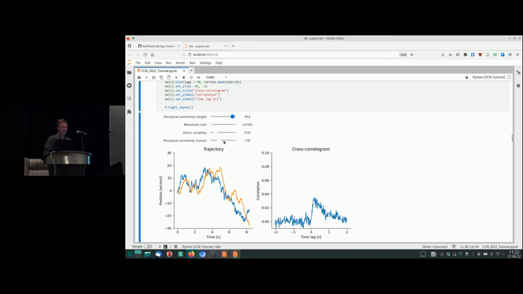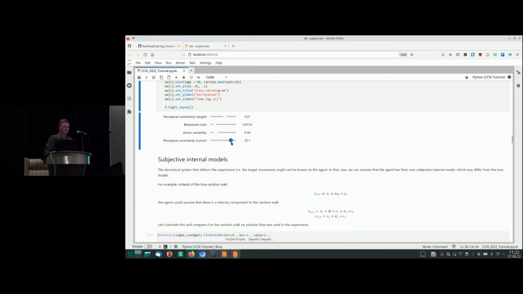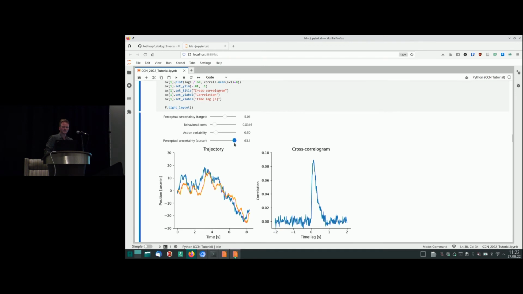Okay, so we haven't talked about this fourth parameter. This is the perceptual uncertainty about the cursor. And let's set these other variables to more reasonable values again and look at the influence of this. So if we change the perceptual uncertainty about the cursor, this doesn't really seem to do much to this cross-correlogram, but it introduces a bias in the trajectory.